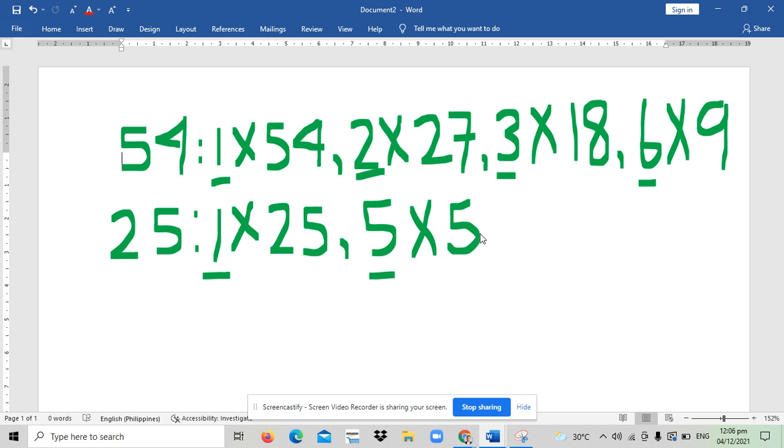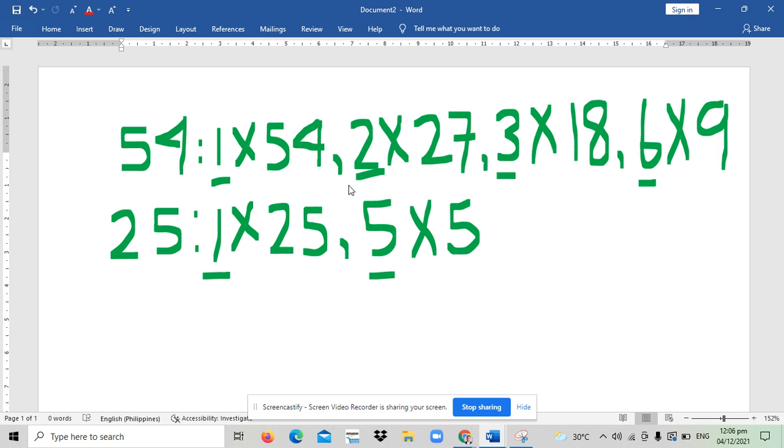You list all the factors of 54 and 25. Again, listing the factors is easier if the numbers are lesser than 100. And so, when we list the factors, we should start with 1 and then move on to 2 if it could be divided by 2, or if 2 is one of the factors, and then proceed to 3 and so on and so forth. So for 54, the factors starting from 1 are 1 and 54.